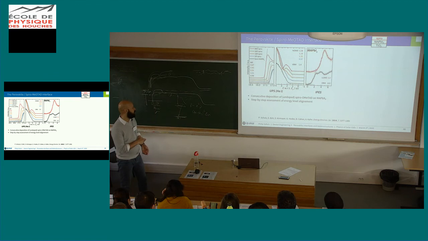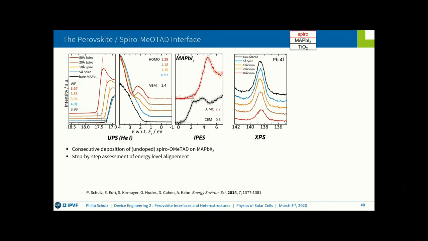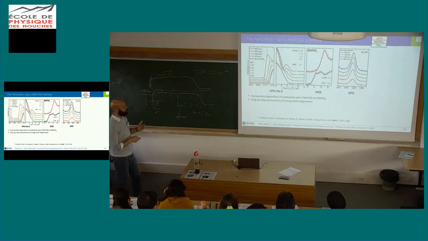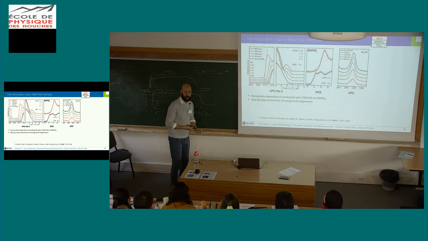But I can already tell you that at the conduction band there was actually not too much to see. Now, this gives you an idea of how the valence band, or the HOMO level, of the spiro layer tracks with respect to the valence band maximum in the perovskite. Now, you can also do XPS measurements. And now, going back to the core-level method, what you look at here is the lead 4f core level.